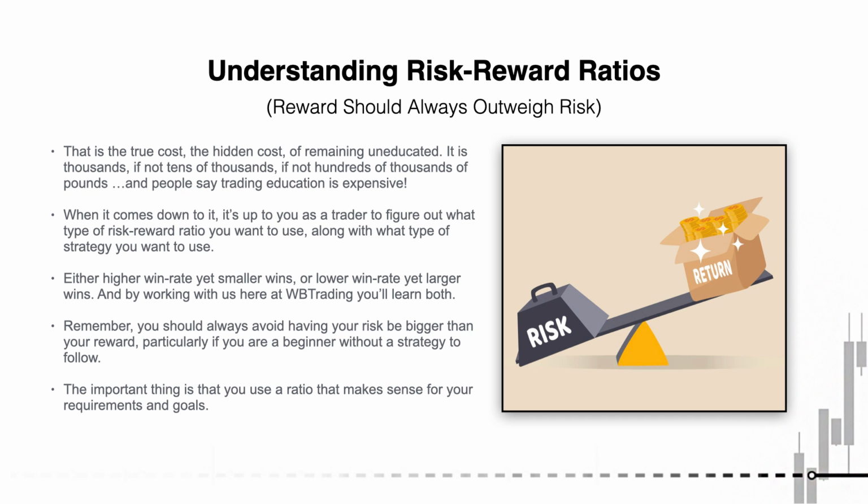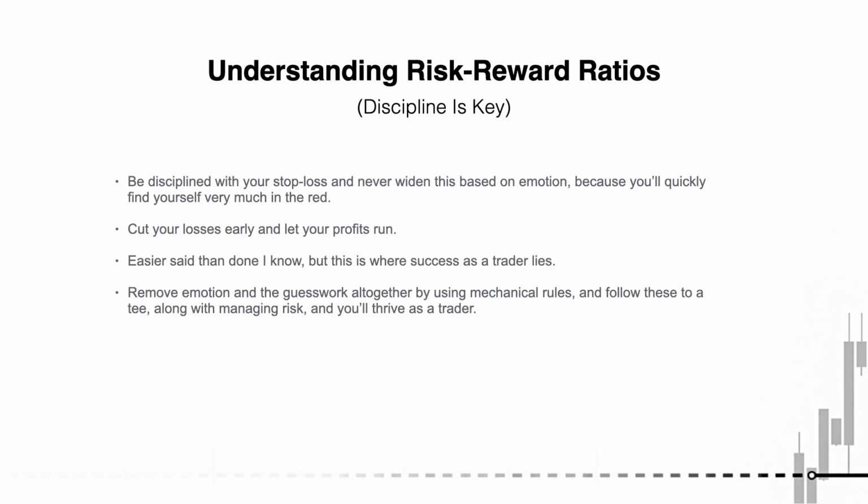The important thing is that you use a ratio that makes sense for your requirements and your goals. Okay. Now, to conclude, again, be disciplined with your stop loss and never widen this based on emotion, because you will quickly, very quickly find yourself very much in the red, like the trader that we just talked about. Cut your losses early and let your profits run. Easier said than done, I know, we've all been there. But this is where success as a trader lies. It really does. Now, my advice would be remove emotion and the guesswork altogether by using mechanical rules. Follow these to a T, along with managing risk, and with that, you will thrive as a trader. You really will.